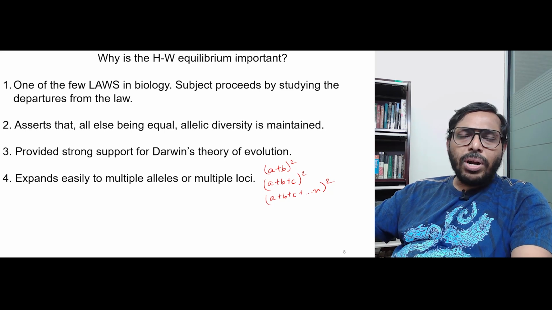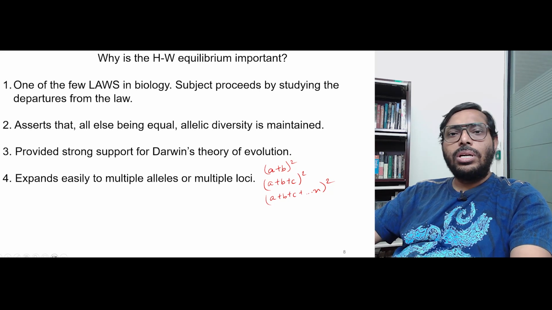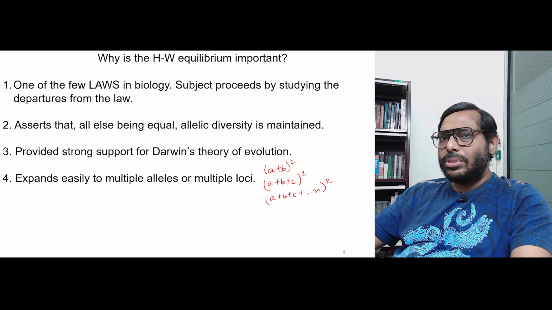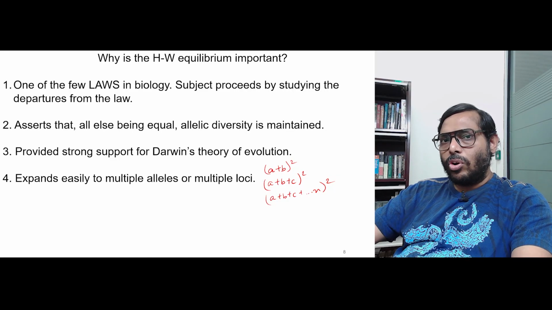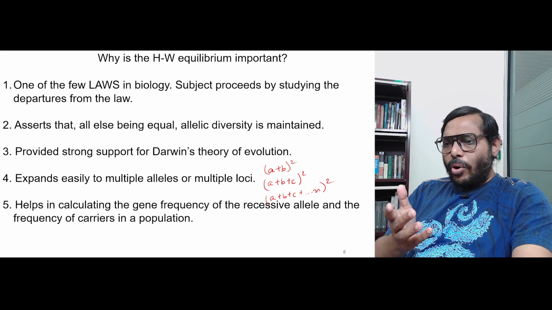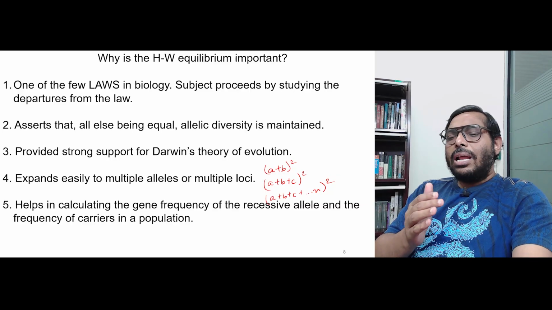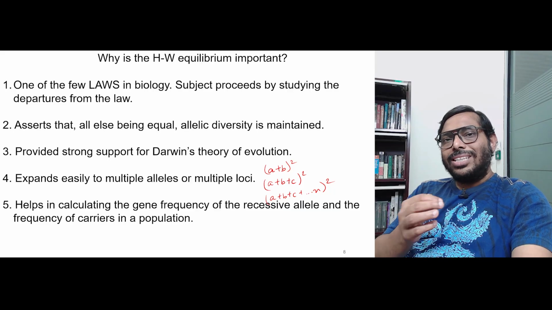In the context of multiple loci also, it is relatively easy to take it over there. Of course, the maths becomes slightly more complicated, but it is still tractable. And then finally, from an application point of view, this lets us know the frequency of the carriers of disease in a population.